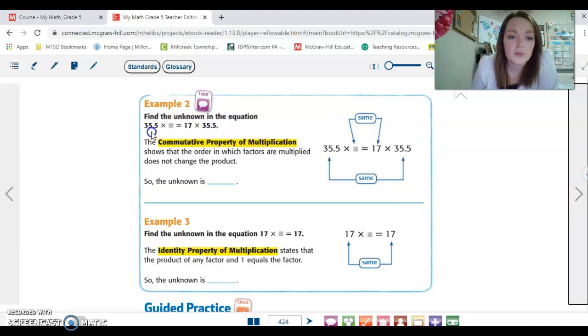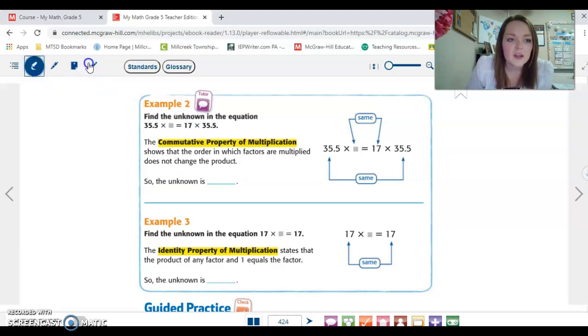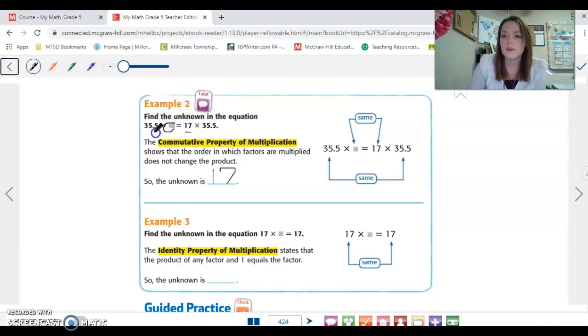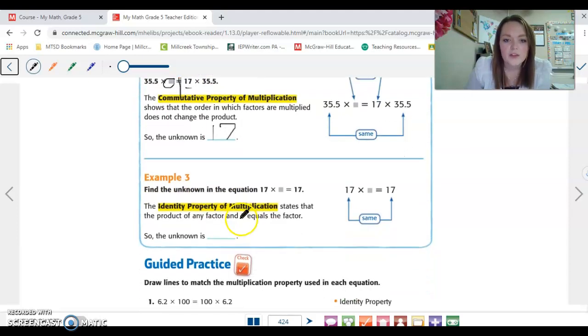In the equation, we have 35 and 5/10 times question mark equals 17 times 35 and 5/10. What is the unknown? So just by looking at this, we can see that there is a 17 on this side, so clearly there is missing a 17. 17 is our unknown. What number is missing? We have a 17 over here, but not a 17 over here, and it is split by the equal sign. Let's look at example 3.